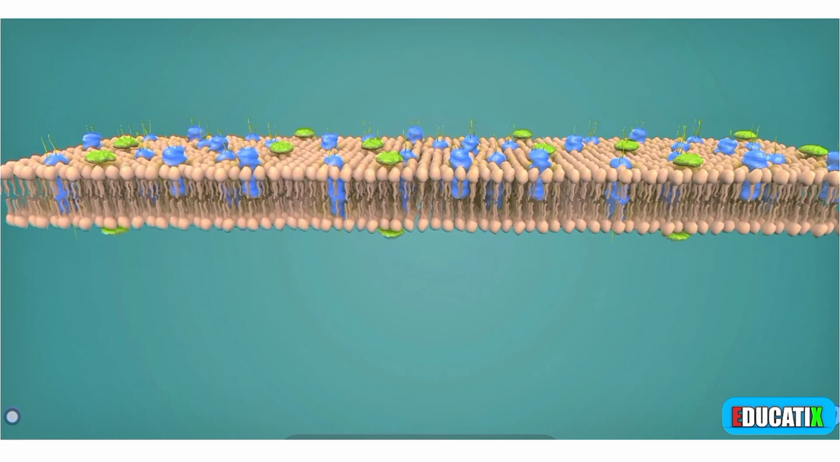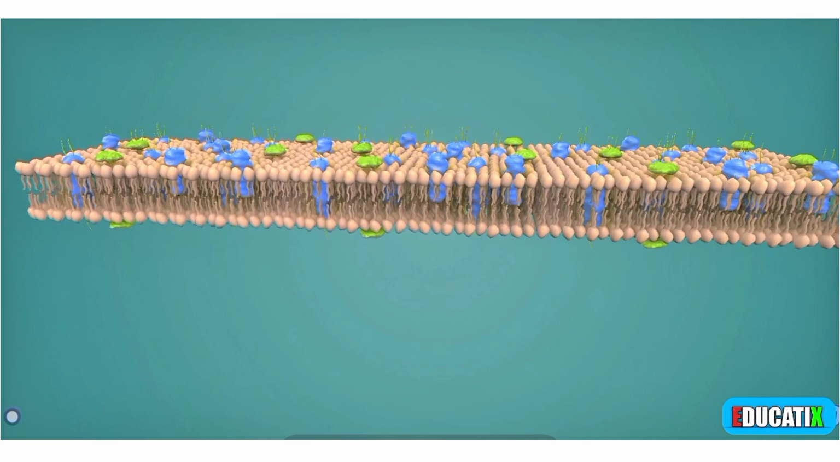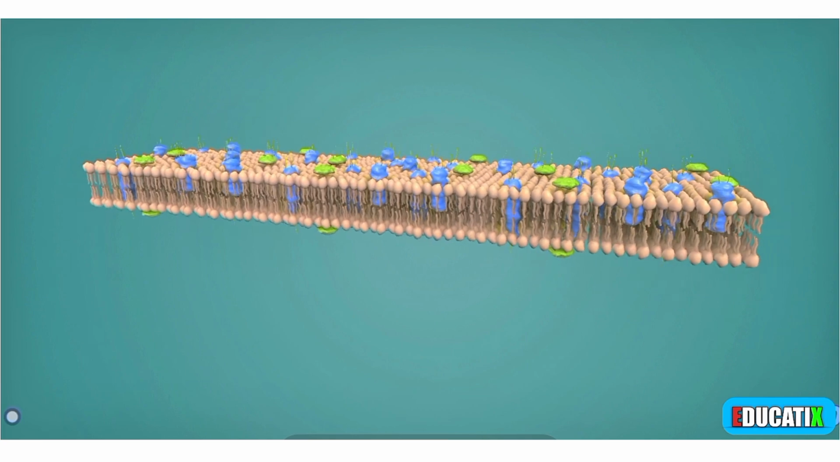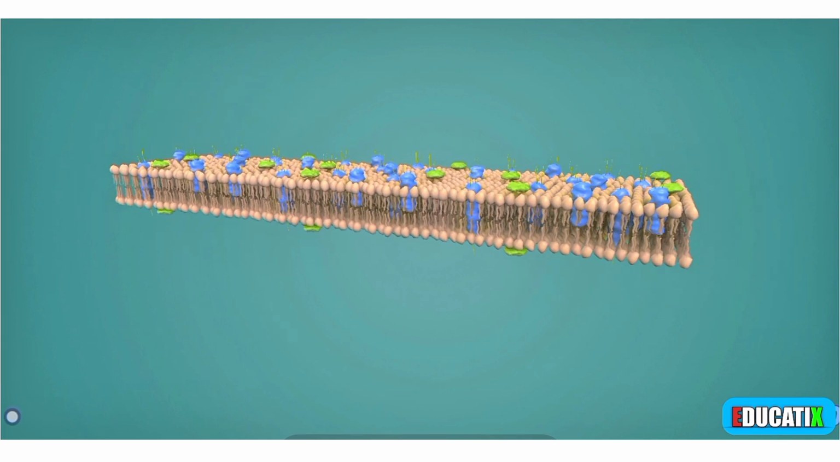Membrane proteins in the cell membrane may have several functions. Some of them serve as channels, while others function as receptors which bind signal molecules.